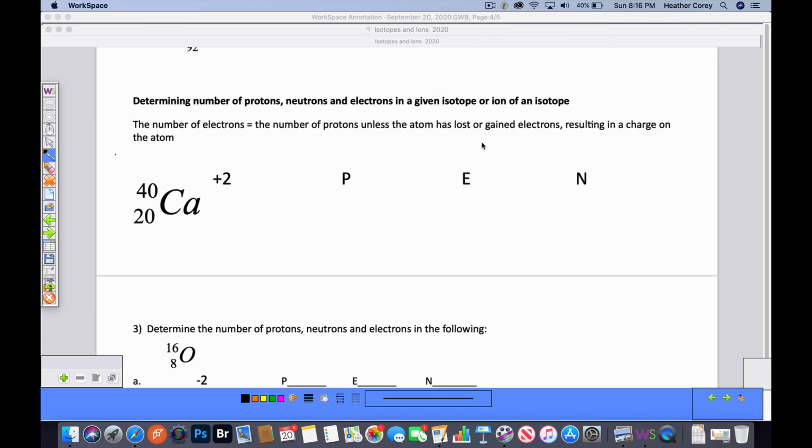All right, in this next example, number 3, you're given an isotope. Now in this case, this isotope is different because it has a charge. This is telling us I have a calcium 40, so the mass of the atom is 40, and it has a +2 charge. When you were in your physical science class, you should have learned that when an atom gains or loses electrons, it forms these charges. Now keep in mind the number of protons will never ever change.